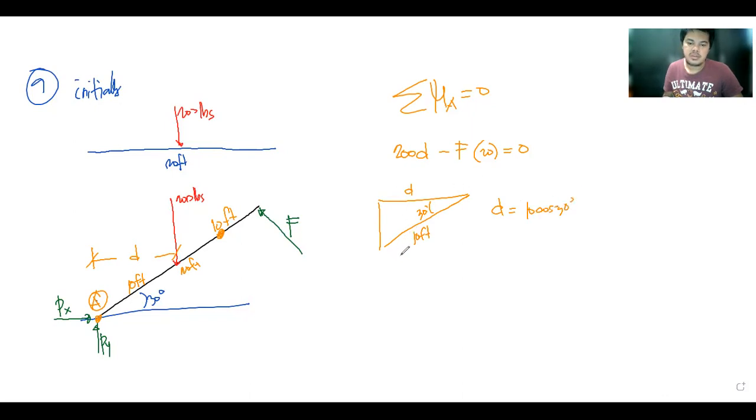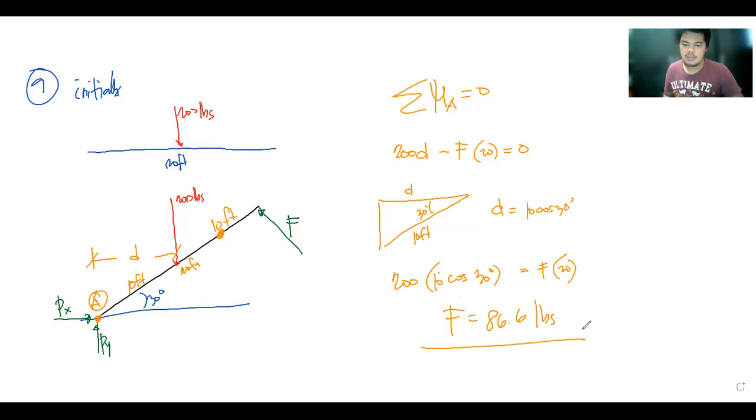So we try to substitute. We have 200 times 10 cosine of 30 degrees equal to F multiplied by 20. Calculating for F, we have 200 times 10 cosine of 30 divided by 20. So we have a force of 86.6 pounds for problem number 9.